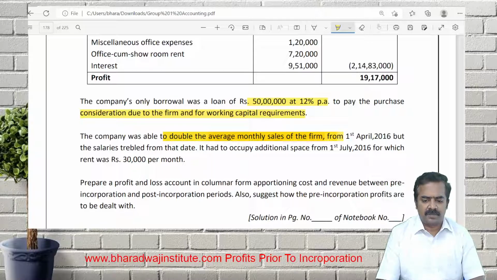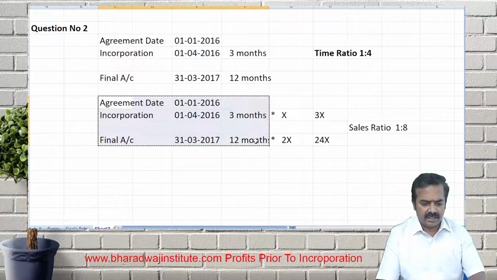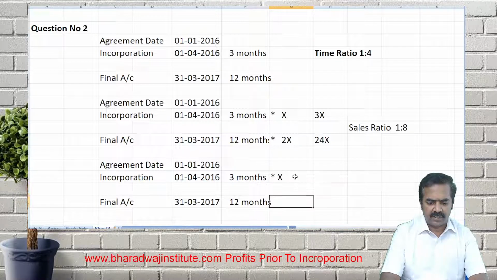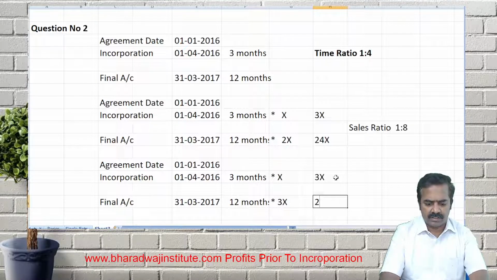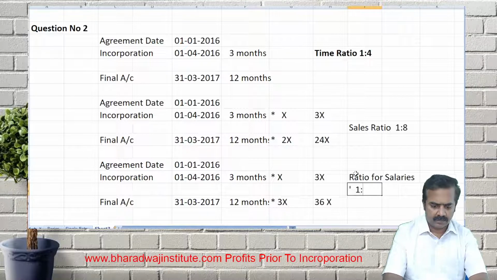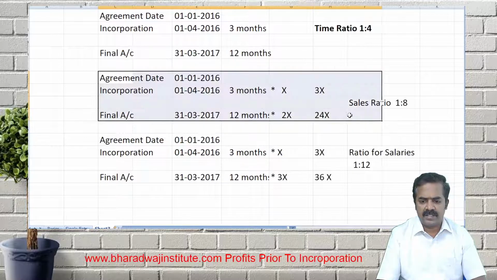Then salaries tripled from the date given. For salaries, for the pre and post incorporation, 3 months if it is 1X, post if it is 3X. So it will be like 3X is to 36X. So this is for salaries. Ratio for salaries, how much? 1:12. Any doubt in it? If there is a doubt, please take it up, then we will proceed.